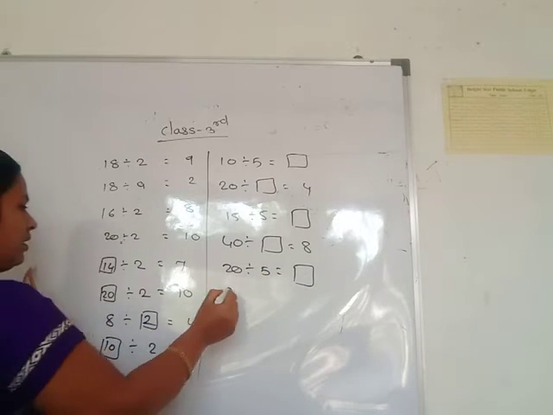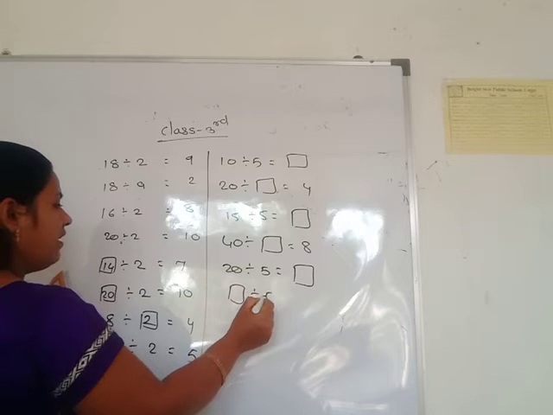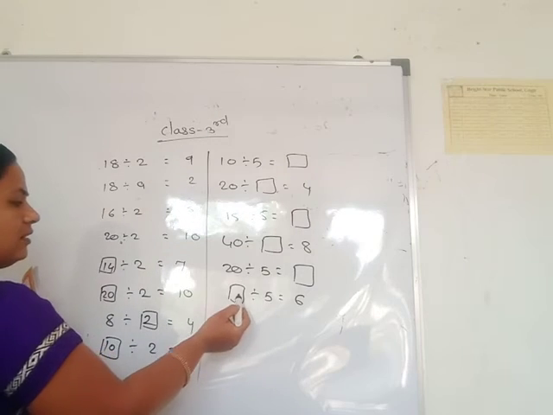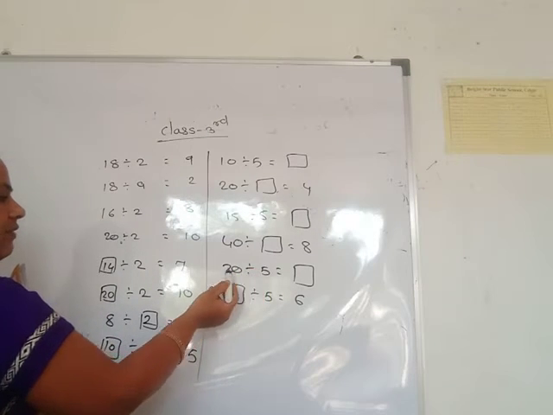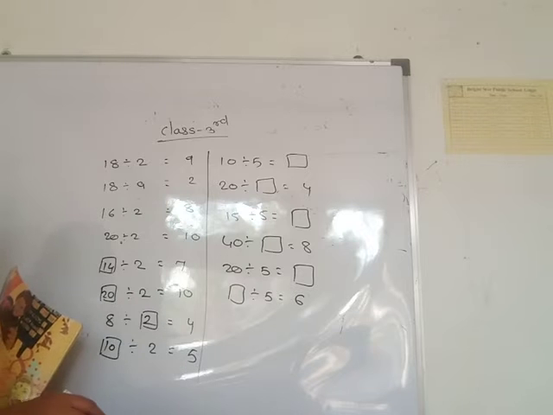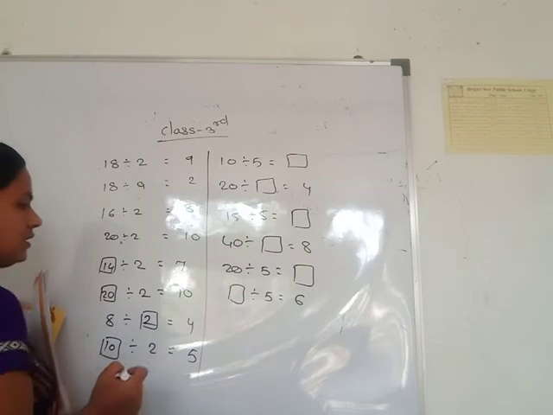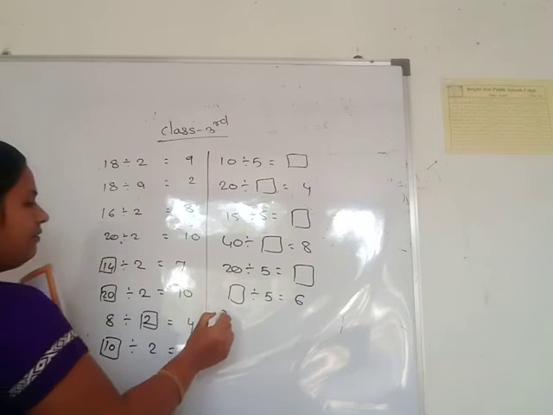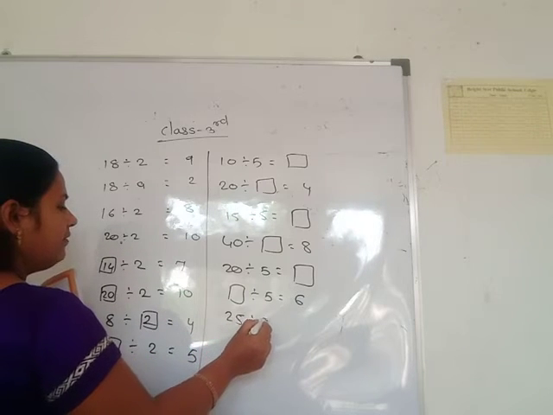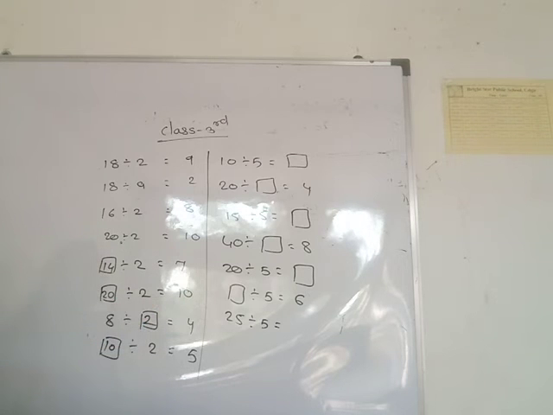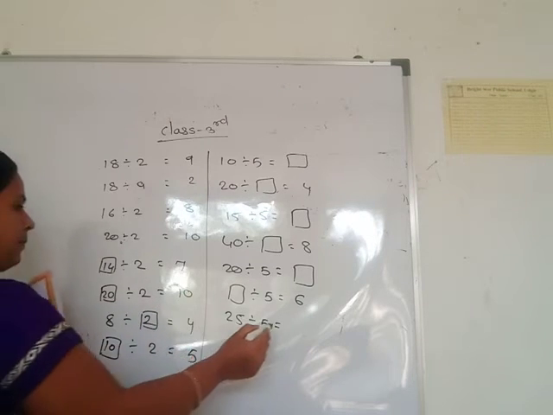Then here one empty box divided by 5 is equal to 6. Then 6 5s are 30. Here 5 1s are 5. 5 2s are 10. 5 3s are 15. And 5 4s are 20. Then you write the correct answer 4. Then next one, 25 divided by 5. Then 5 5s are 25. Then you write answer 5.